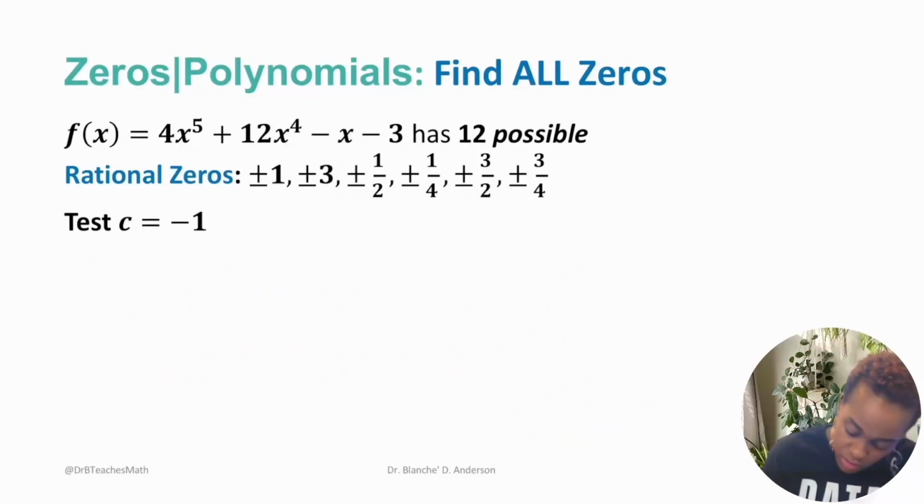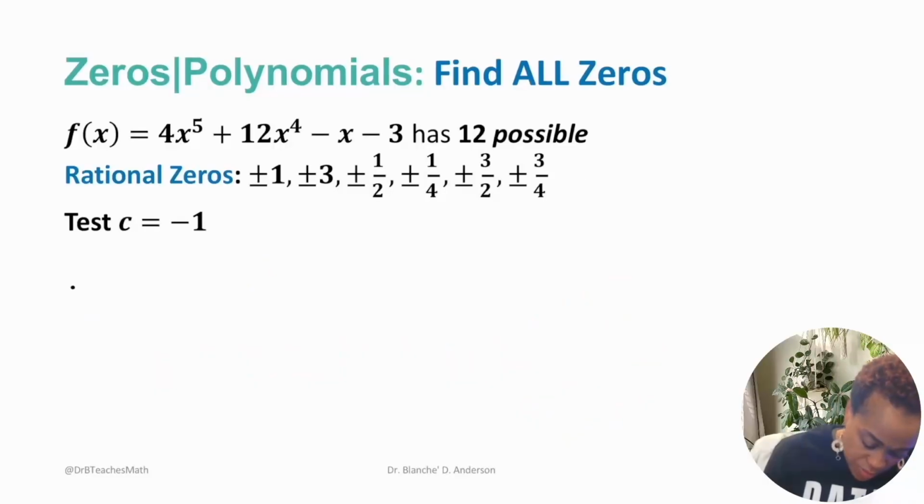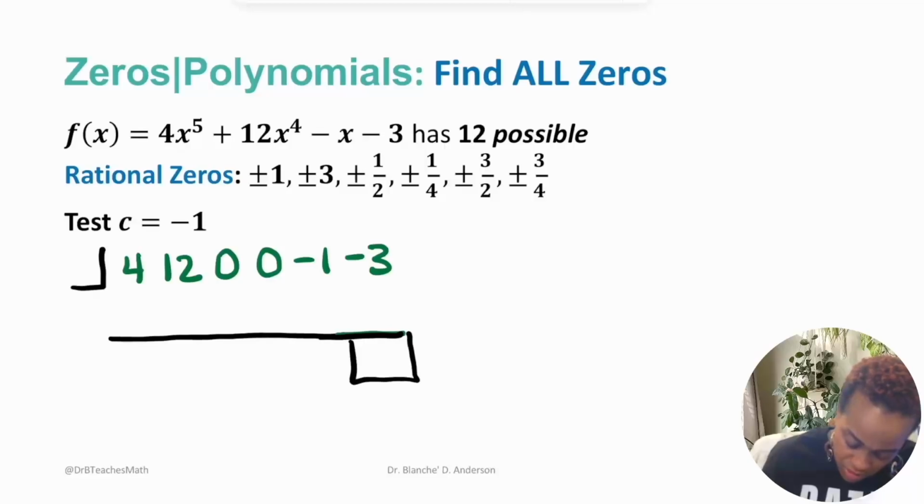So let's try another one. I hope I didn't switch too fast. The remainder was not 0. So C equals 1 is not a factor. So let's set it up again. We have our line. Let me fill this in. So we have 4, 12, 0, 0, negative 1, negative 3. And our goal is to end up with a remainder of 0.